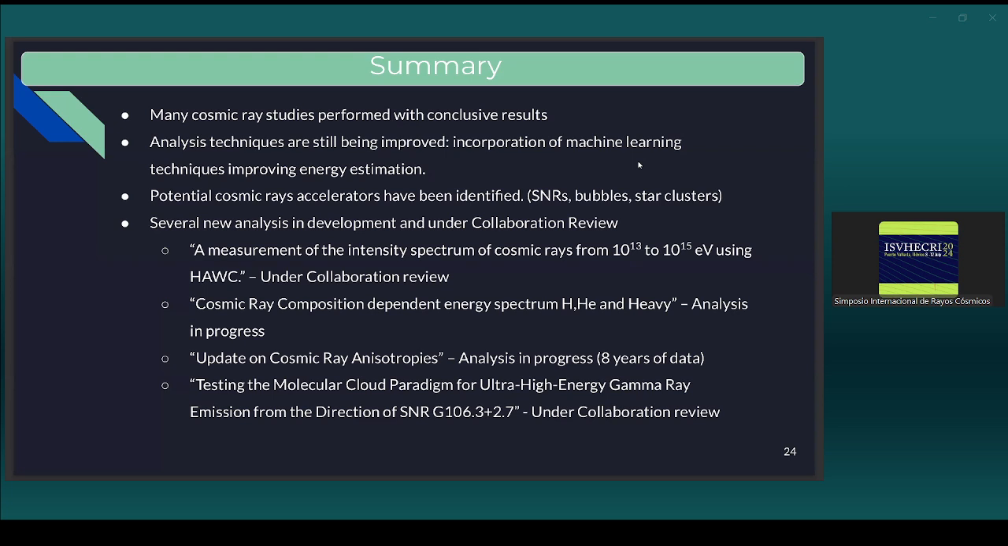And we are making an upgrade on the cosmic ray spectrum, extending up to 10 to the 15 eV. We are also checking the composition of the cosmic ray spectrum, not only for hydrogen and helium, but also by implementing the heavy component of the cosmic rays. This analysis is in progress. And we are checking for an update on the cosmic ray anisotropy, improving it with 8 years of data.